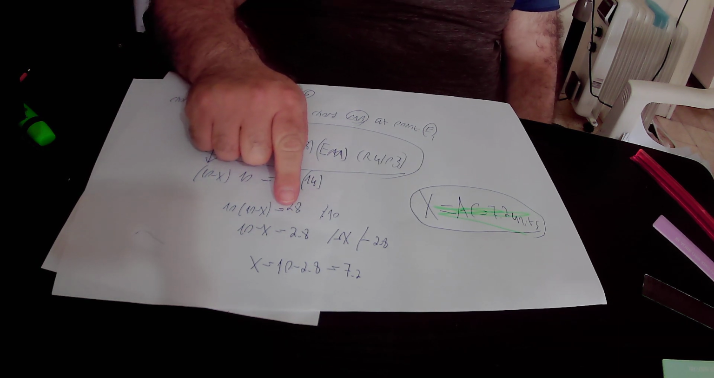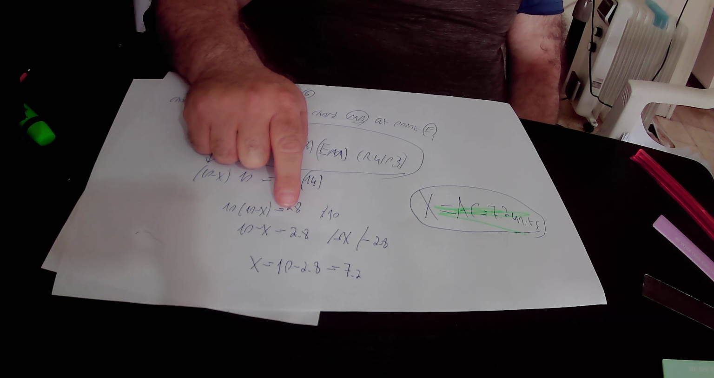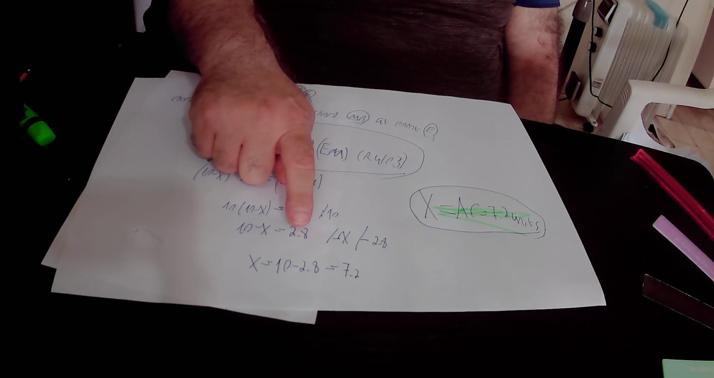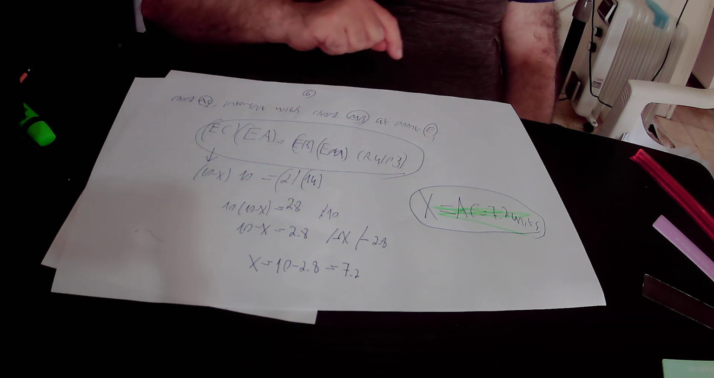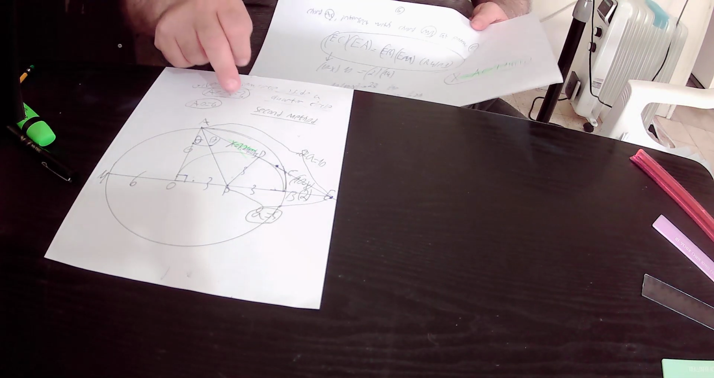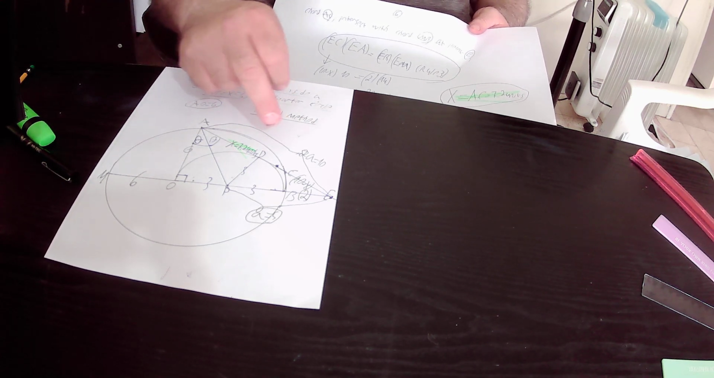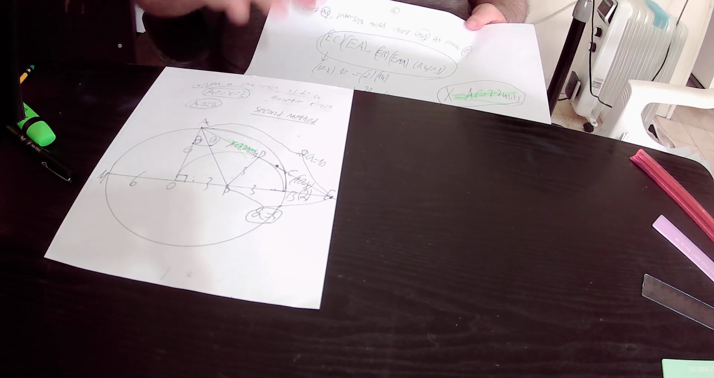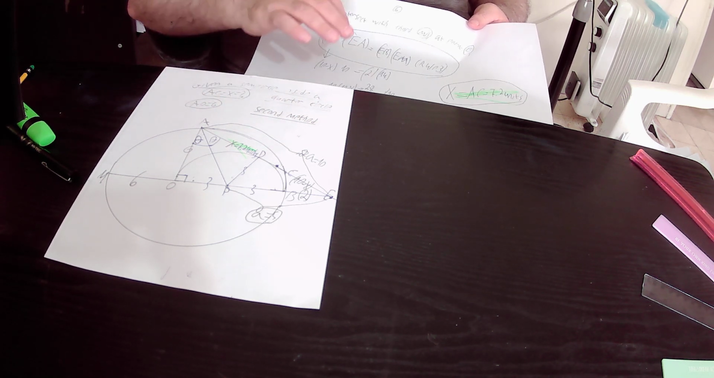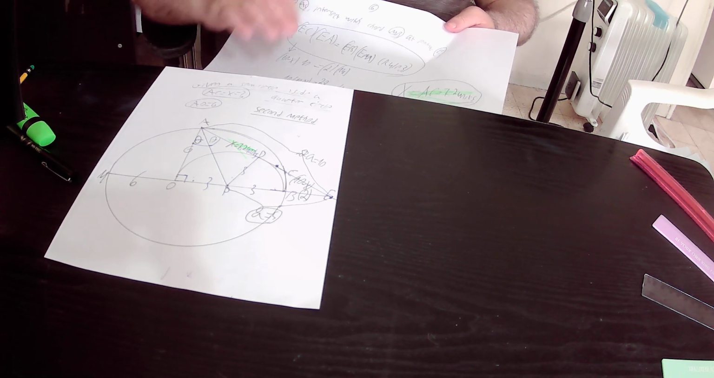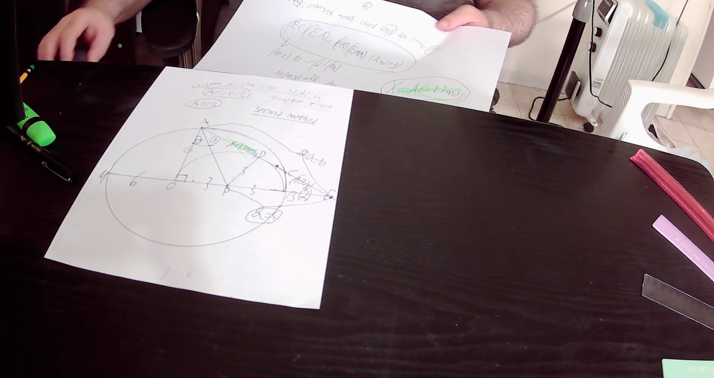Here we added X to this equation and subtracted 2.8, and we found that X, the line segment we are looking for, equals 10 minus 2.8. 10 minus 2.8 is 7.2 units. So in conclusion, X, that is equal to AC, equals 7.2 units, and we arrive at the same result in both methods. Okay, thank you very much.